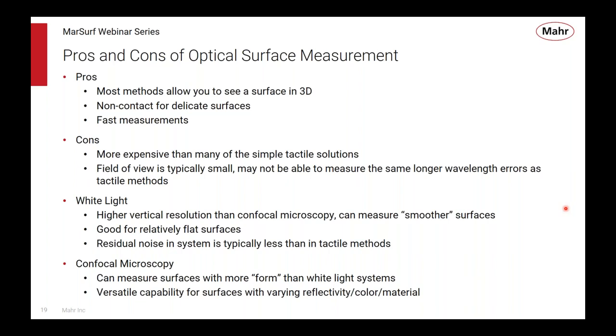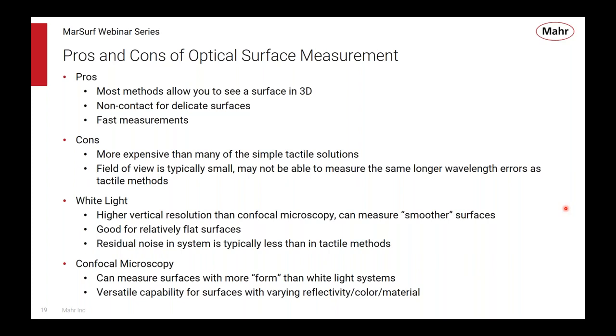So with the Mahr use of white light or confocal, which one's better for what? Well, white light has a higher vertical resolution in the Z direction of an XY surface. So it can measure smoother surfaces. What are smoother surfaces? By smoother, I mean like semiconductors, like highly polished mirror type surfaces, like highly polished optical type surfaces. The white light is very good for those kinds of things.